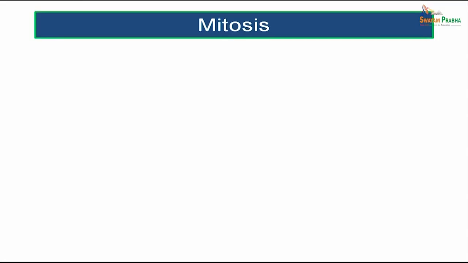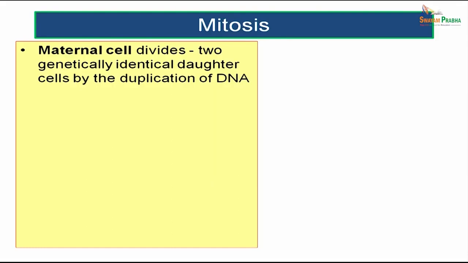Before moving on to the topic gametogenesis proper, we will see what is happening during mitosis and meiosis. This is just a quick recap for you. Mitosis is a process by which the maternal cell divides into two genetically identical daughter cells by the duplication of their DNA. There is no loss of genetic material during this cell division. It is just duplication of DNA.